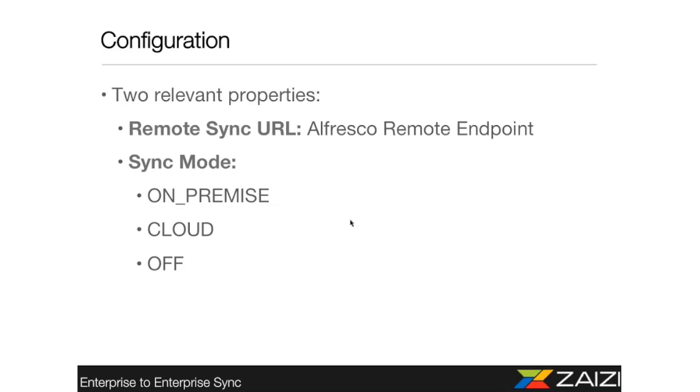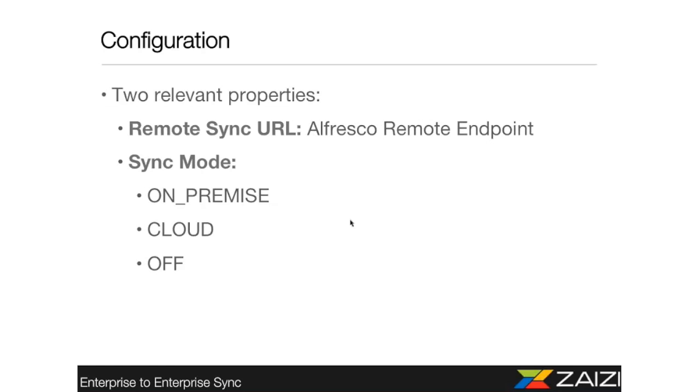Okay, the module also has some configuration properties. There are only two relevant configuration parameters. Those are the remote sync URL, which is the remote repository Alfresco service endpoint, and the sync mode, which indicates the synchronization mode.